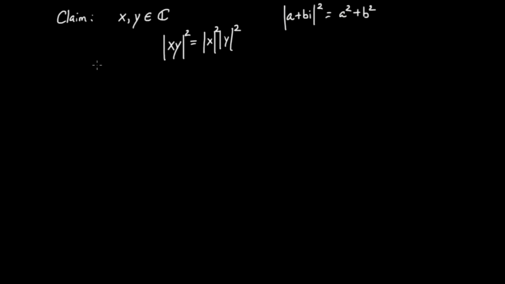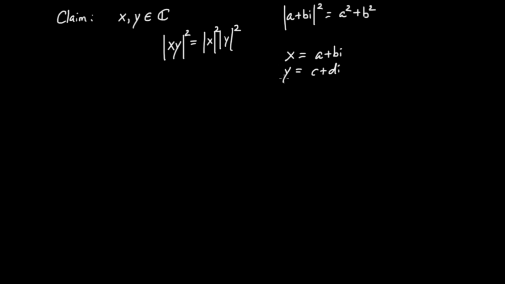Here's the claim written out once again. Suppose x and y are two complex numbers. Then I claim it's true that the squared magnitude of x times y is equal to the squared magnitude of x times the squared magnitude of y. And again, the squared magnitude of some complex number a plus bi is going to be a squared plus b squared. Now let me do precisely this. Let me suppose that x is equal to some complex number a plus bi, and that y is some other complex number, c plus di.